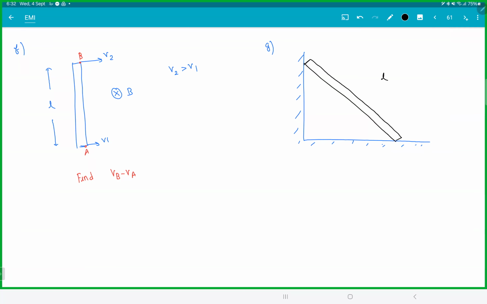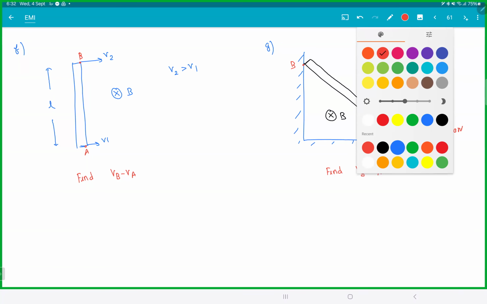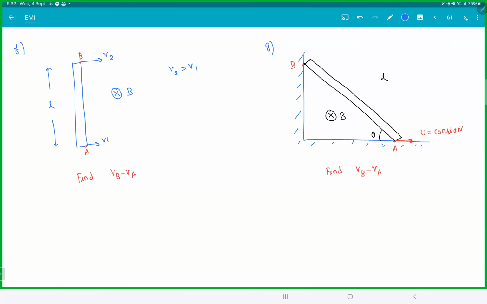We have a rod like this, length L. This is theta. There is a magnetic field B. This is point A. Someone is pulling this with speed U, constant. And this is B. We have done this in mechanics. Again, find VB minus VA. How is this related to rotation?